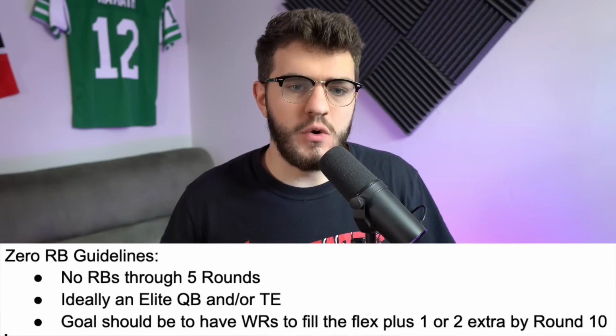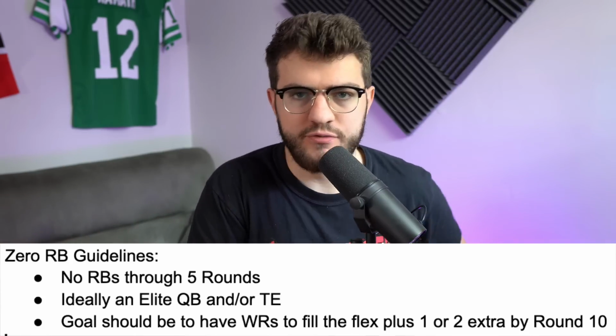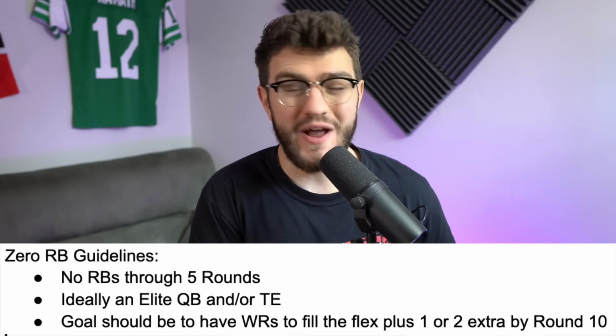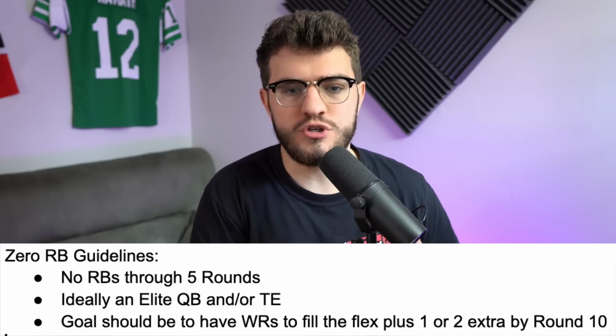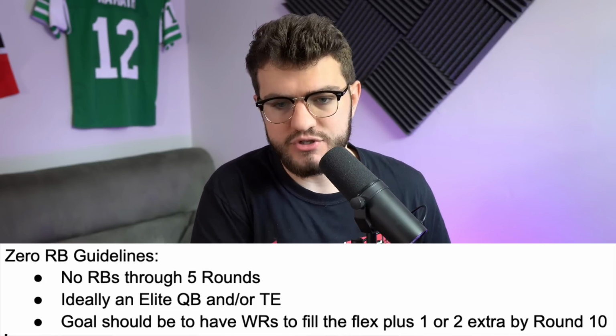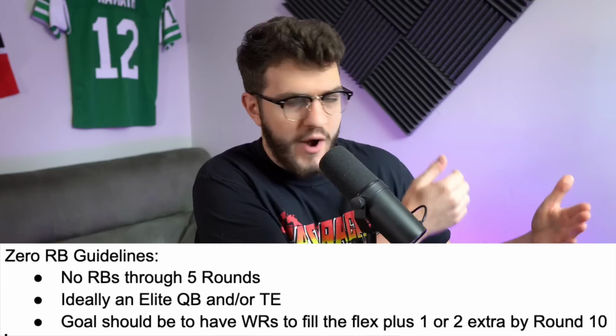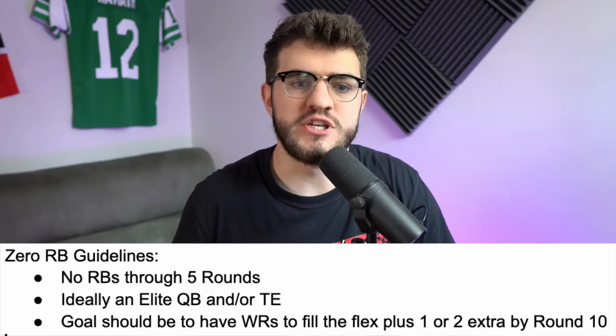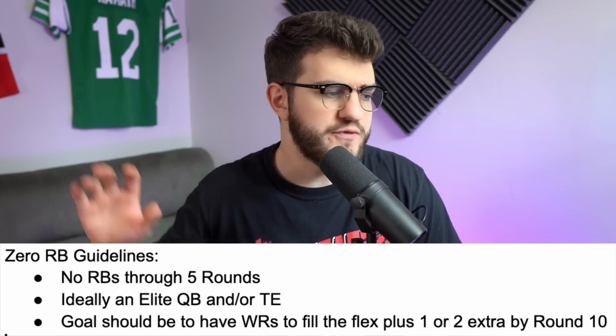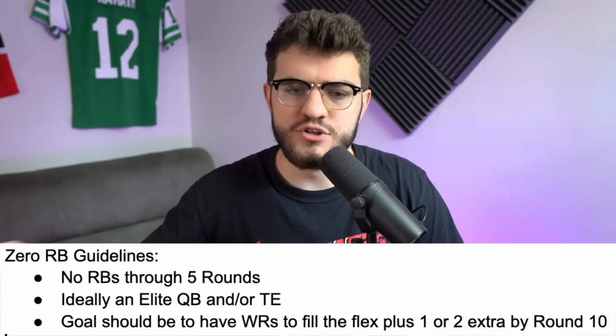My rough guidelines for zero RB is you don't take a running back through your first 5 rounds in a draft. You ideally have an elite quarterback or elite tight end. And the goal should be to have enough wide receivers to fill your flex, right? So your wide receiver spots through your flex, plus another 1 or 2 wide receivers by round 10. Now, we'll sort of expand a little bit later on why that is in terms of the flex spot.